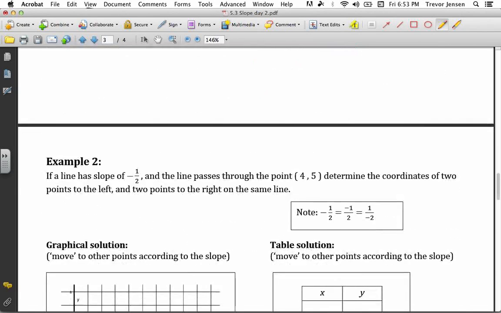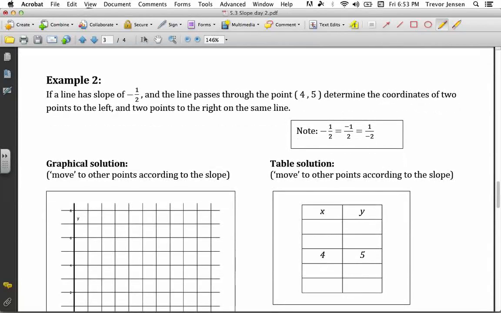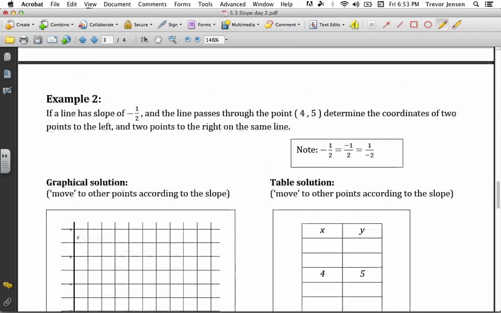Okay? Example 2. If a line has a slope of negative 1 over 2 and the line passes through the point (4, 5), determine the coordinates of 2 points to the left and 2 points to the right on the same line. I want you to notice again, negative 1 over 2 equals negative 1 over 2 or 1 over negative 2. Exact same thing. All three things have the same value of negative 0.5. This negative sign can roam anywhere it wants. It can be in front of the fraction, in the numerator or the denominator.